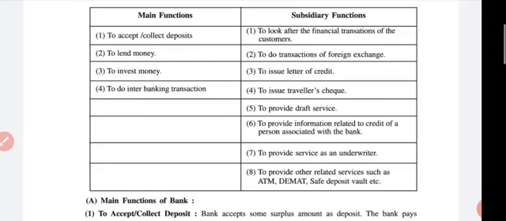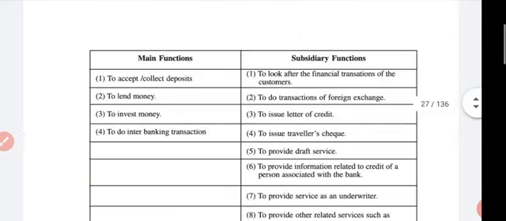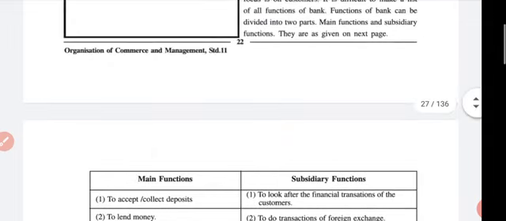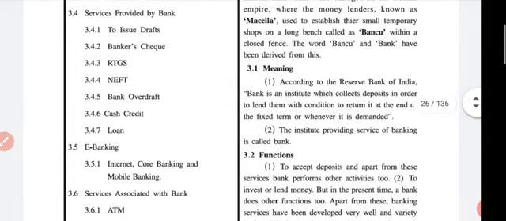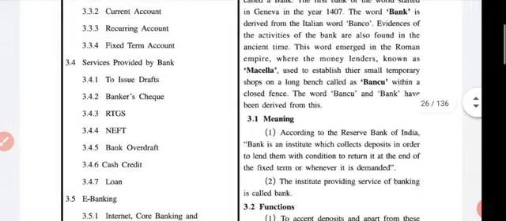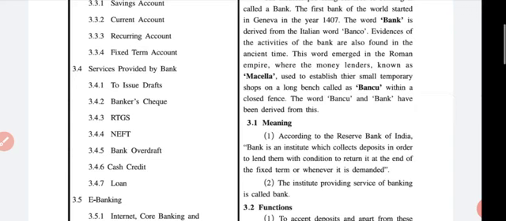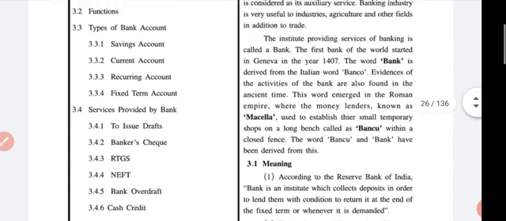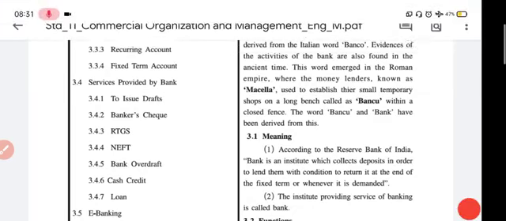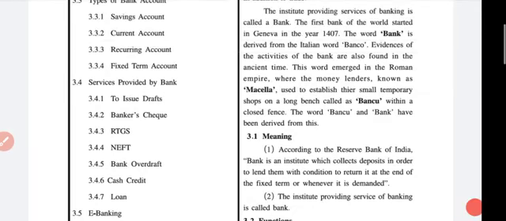See students, we will study all the functions in detail in the next lecture. So for now, please learn the meaning, and learn the year, and the second paragraph of the introduction. Please read it 2 times, then learn the meaning of bank right now. You have 2 minutes. Please read and learn.